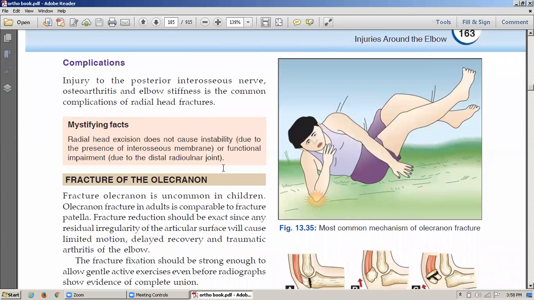So we can stop here, and in the next lecture we will continue our orthopedics with the fracture of the collarbone. So now we stop here.